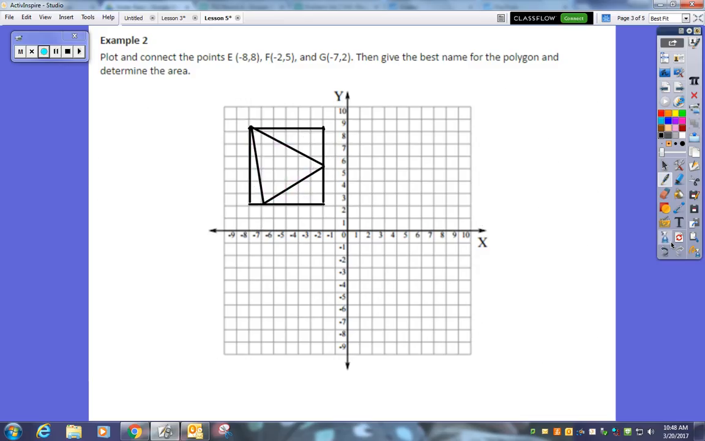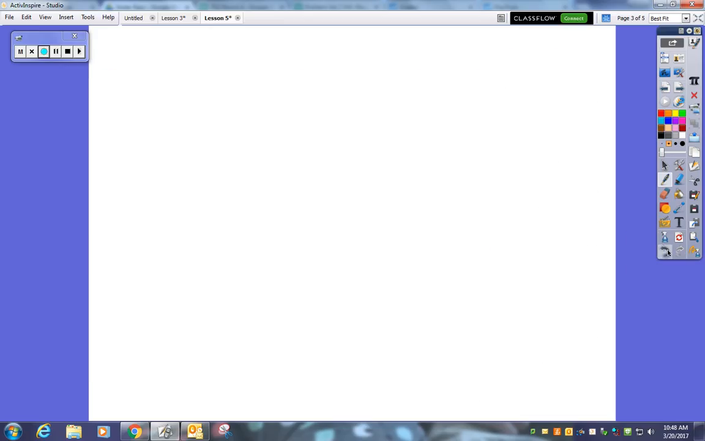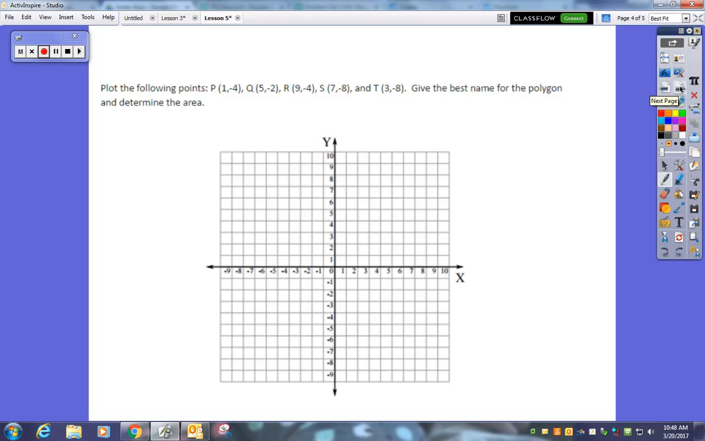Okay, so the next thing we are going to do is another problem that is kind of similar to this. So with this one, we're going to do our points first. So we've got 1, negative 4. We've got 5, negative 2. This is P, this is Q. We need 9, negative 4. That's R. 7, negative 8, which is S. And we've got 3, negative 8, which is T.